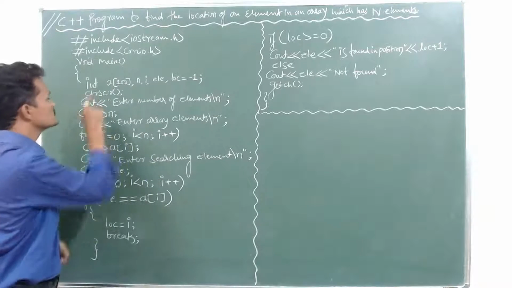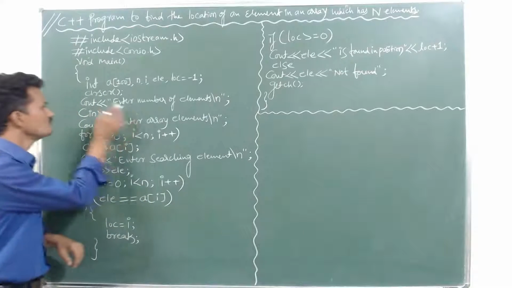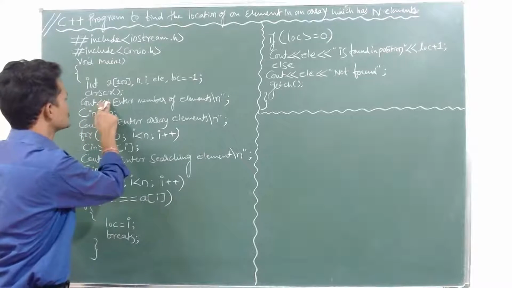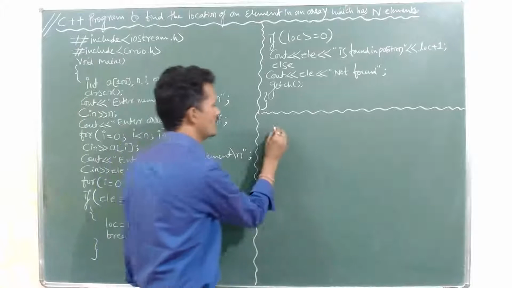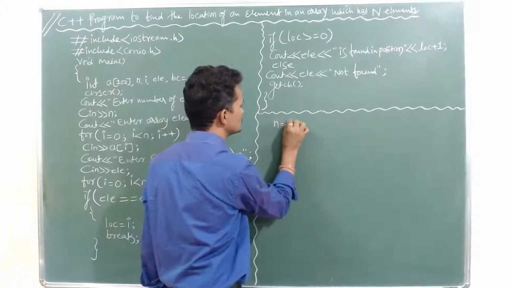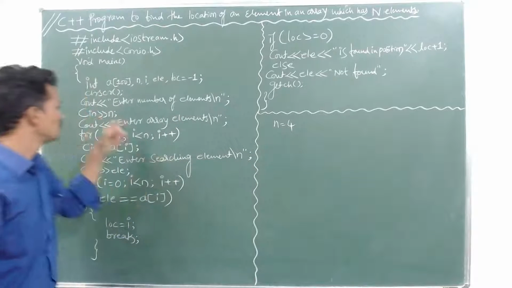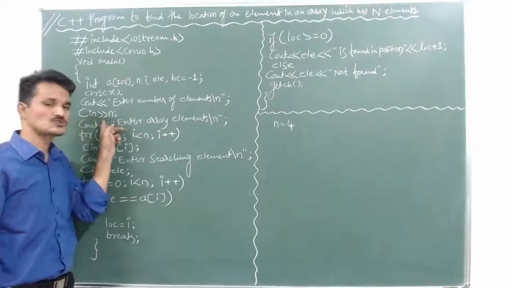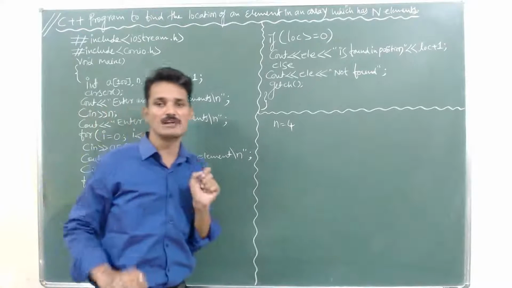Then comes clrscr, which stands for the clear screen function. cout, stream insertion, double quotes, "Enter number of elements". Say for example, I am taking the value of n as 4. 4 is stored in which variable? The n variable. cin, stream extraction, n, that means you are accepting the value of n.